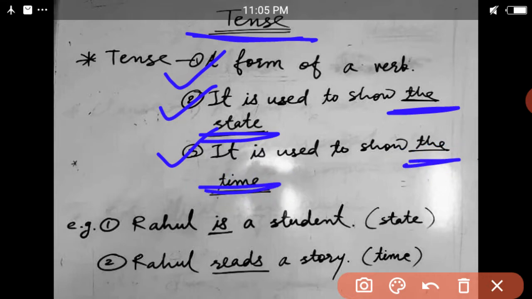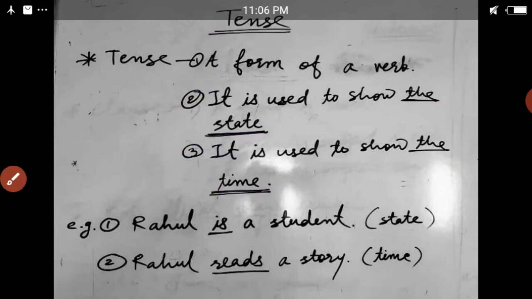So how does it work? If an action verb is given in the sentence, at that time it shows the time or the tense. So in short, whatever I mentioned over here, tense is a form of verb. It is used to show the state, or it is used to show the time. So the second and third points depend upon what type of verb is used in the sentence. Let us see the examples.